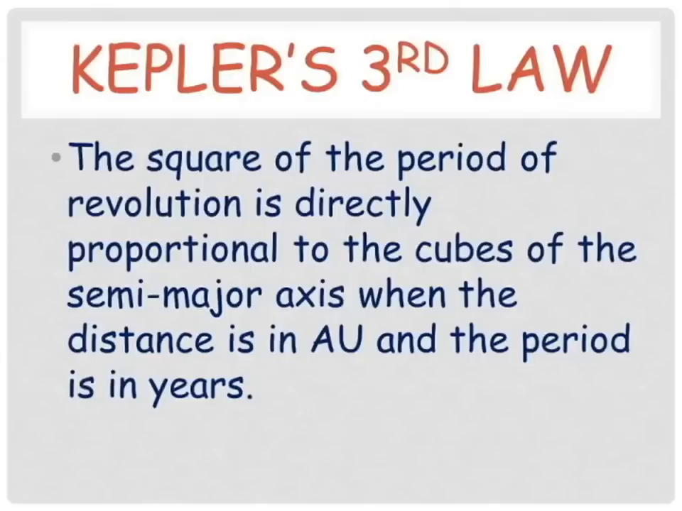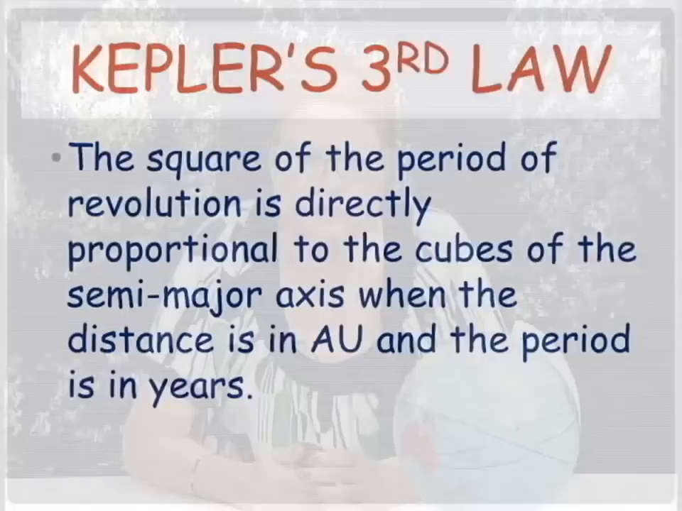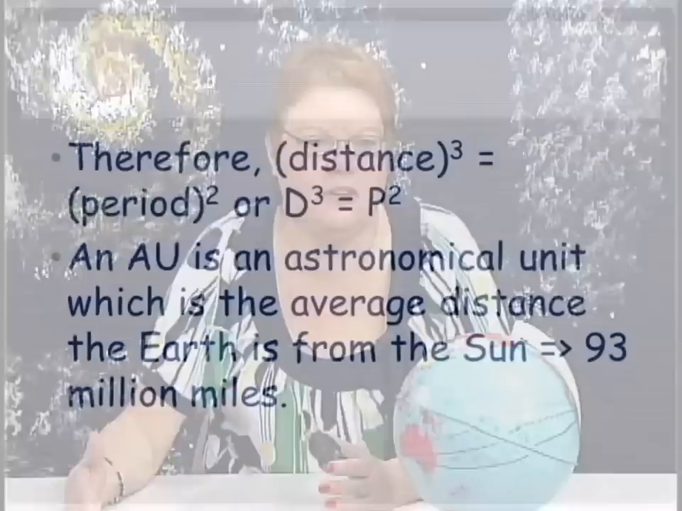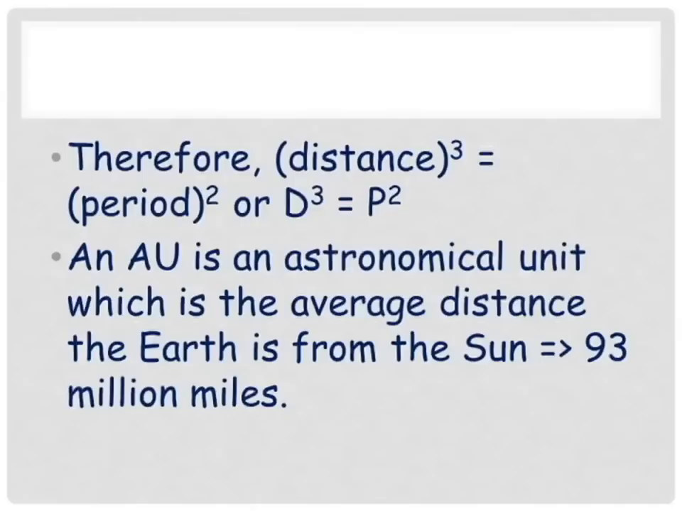So it says the square of the period of revolution, how long it takes to go around the sun, is directly proportional to the cube of the semi-major axis when the distance is in astronomical units and the period is in years. So what does that really mean? Well, if I look at the average distance that the planet is from the sun, because it's going to change, part of the time it's at perihelion, part of the time it's at aphelion, and then it's moving in between those, we're just going to take an average distance. And if I take that distance and cube it, then it's equal to the period squared, the time it takes for the planet to go around the sun.